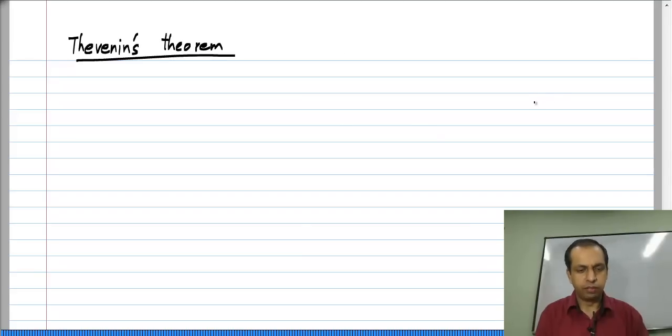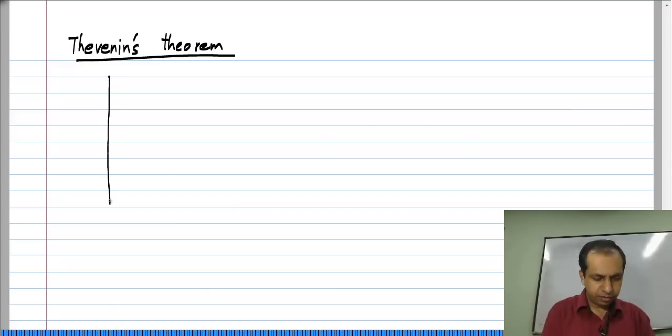The next two theorems I will consider will be important for representation of a complicated circuit in simple terms. These are used very widely. It's called Thevenin's theorem, named after the person who originally proposed it.